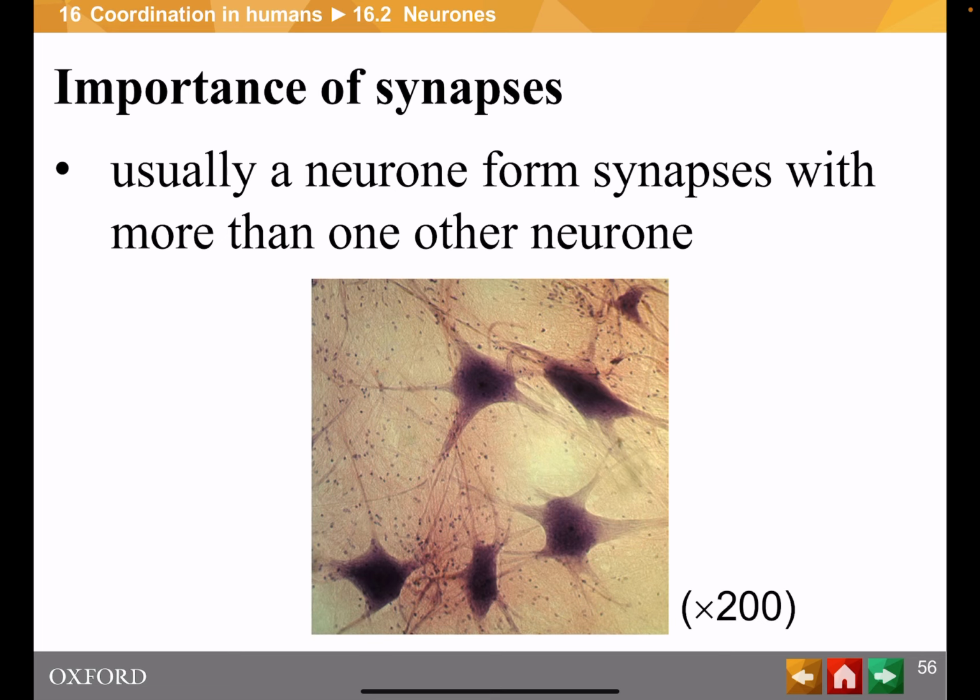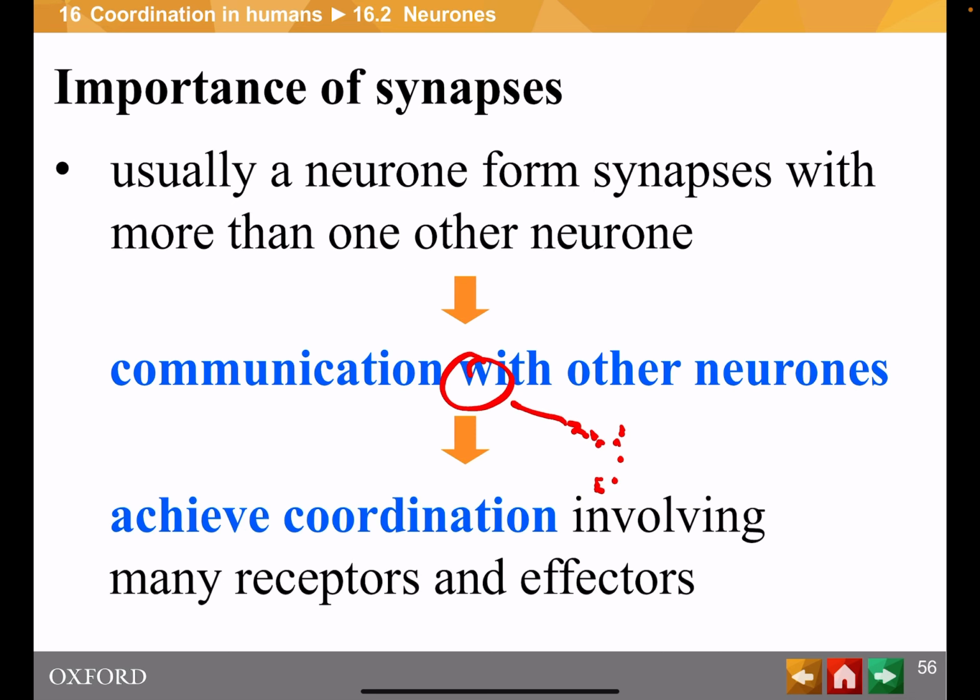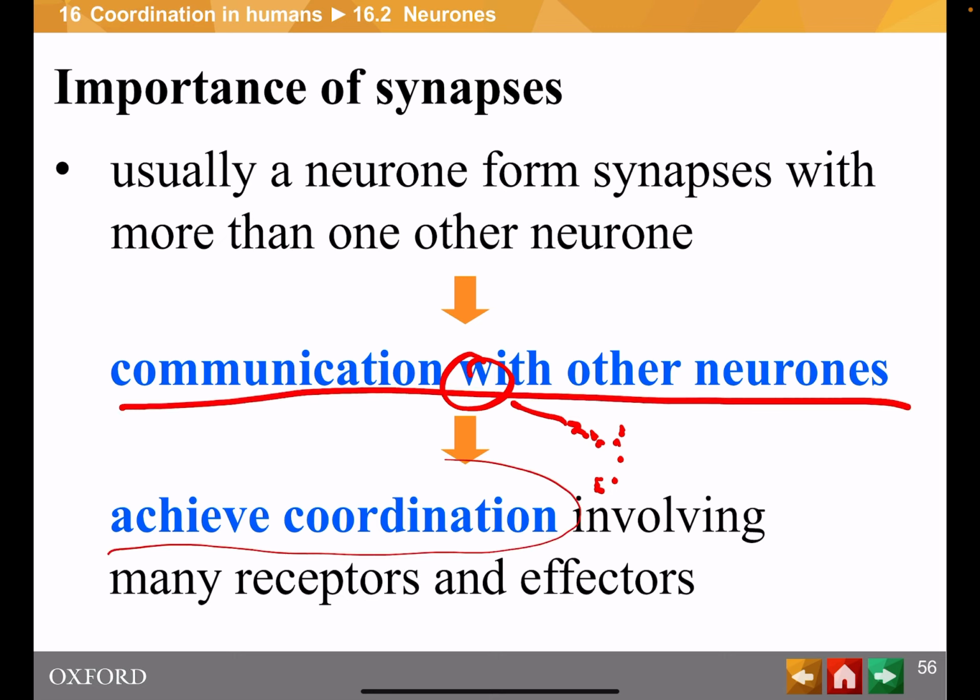Another importance of synapses is that a neuron may link with many other neurons. The message of one neuron can then spread information to other neurons more widely, with even better coordination. A neuron usually forms synapses with more than one other neuron, so it can communicate with other neurons, giving better coordination of the whole body system. It may involve many receptors or many effectors to give the appropriate response.